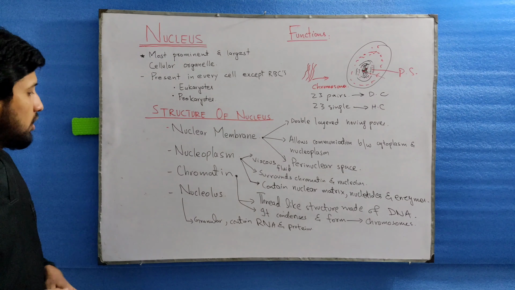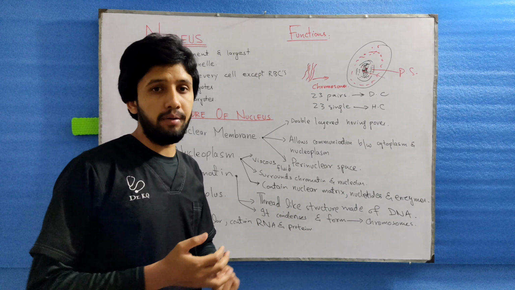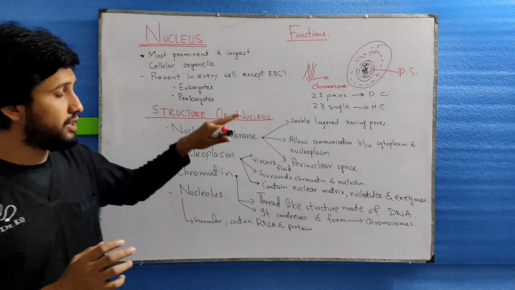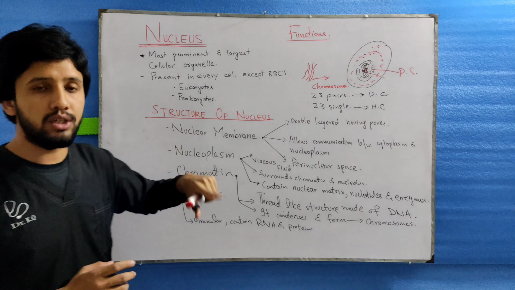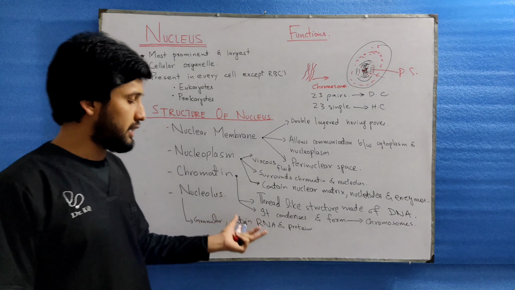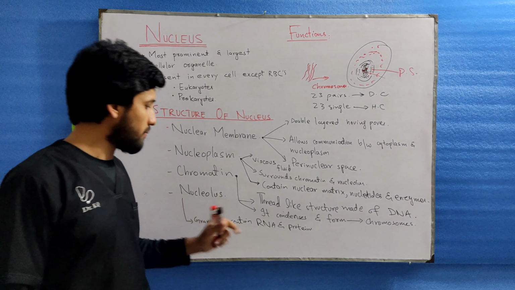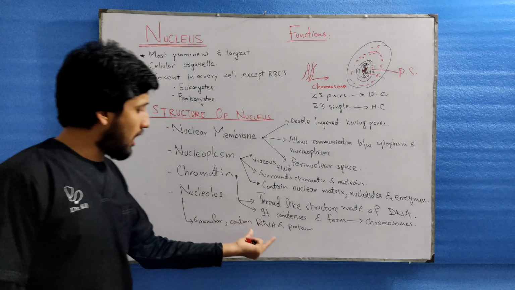So the last one is the nucleolus. The nucleolus is a granular structure. It contains RNA and proteins. There can be one nucleolus or two. It is involved in the synthesis of protein. How? I will explain it. The nucleolus contains RNA and protein.